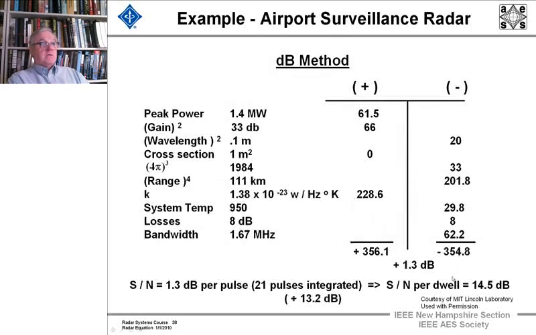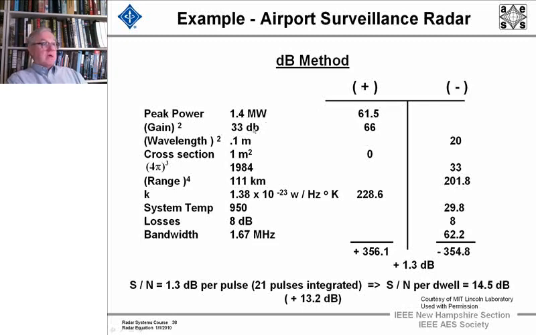Okay, now let's move to look at the dB method for doing exactly the same calculation. We take the same numbers that would go into the equation, and what I do is just draw two columns, one the guys that are in the plus column and one in the minus column. And let's just go down. Well, 1.4, you've got to multiply it by 10 to the 6th, and that's up on top, so that stays at 61.5 dB on the top.